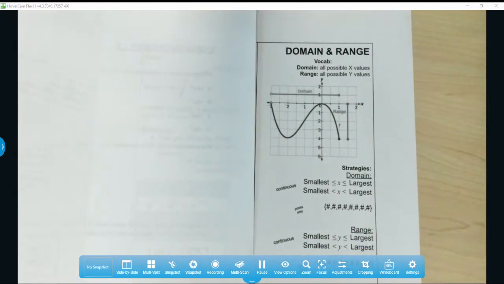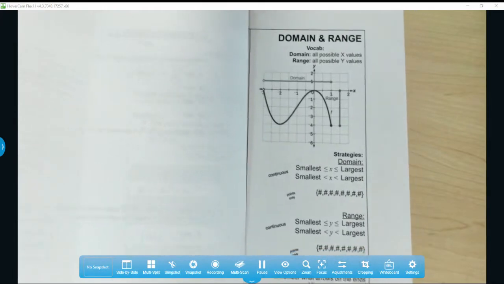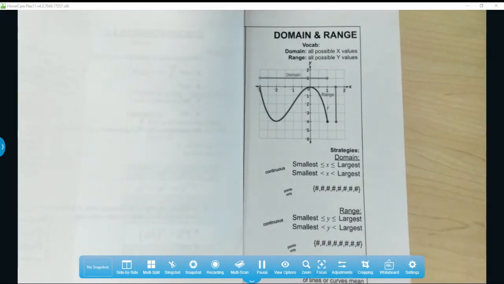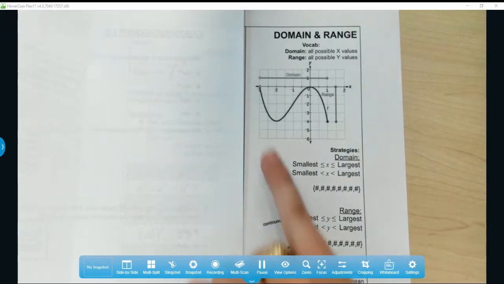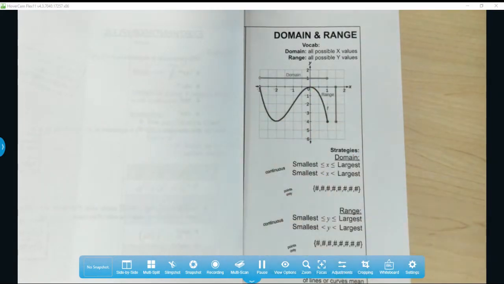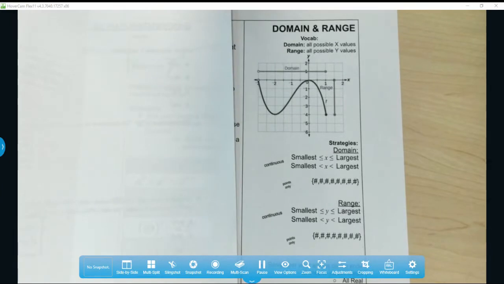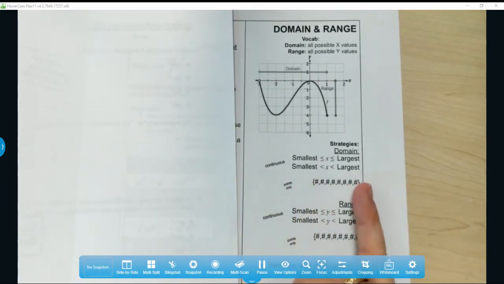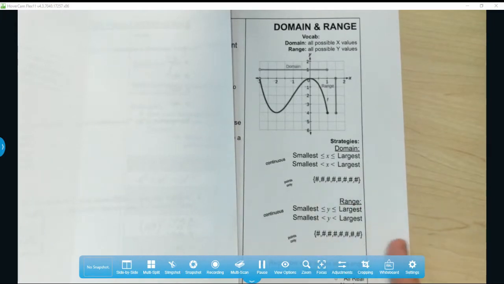And then just a couple things to remember on the strategy side of it is you always want to start with your smallest number to the largest number. And so if it's continuous, like this is a continuous one, you would have this notation that looks like this, the inequality notation. And if it was just points listed out, then you would have number, number, number, number, number for the x's, and then number, number, number for the y's.